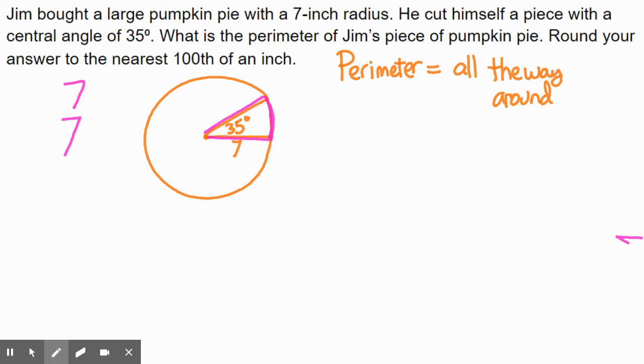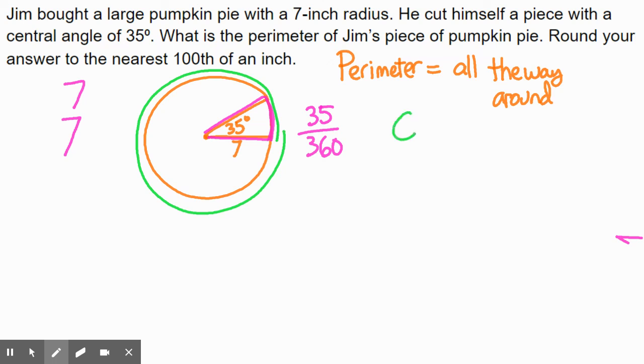So that is 35 360ths, right? Because it's degrees. 35 360ths around the pie. So the only other question you have to answer now is how far is it all the way around this pie? Well, you happen to know that, I hope. The circumference of a pie is 2 pi r. So the circumference of this pie is going to be 2 pi times the radius of 7.